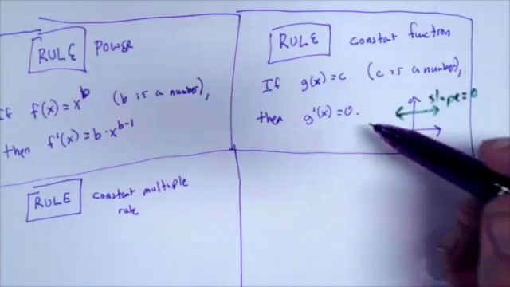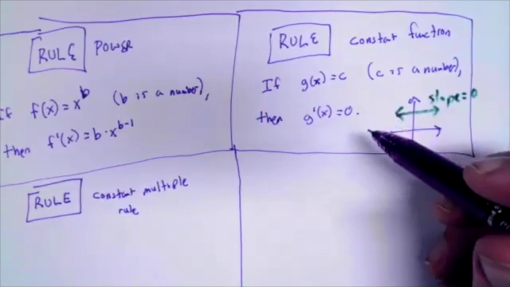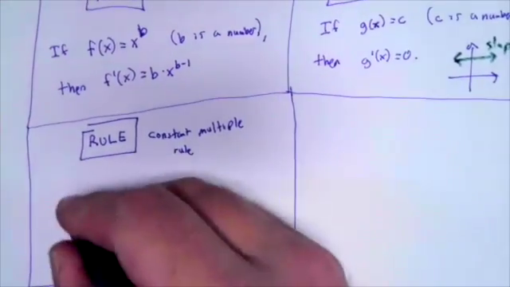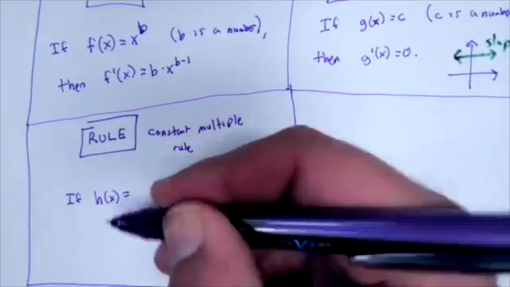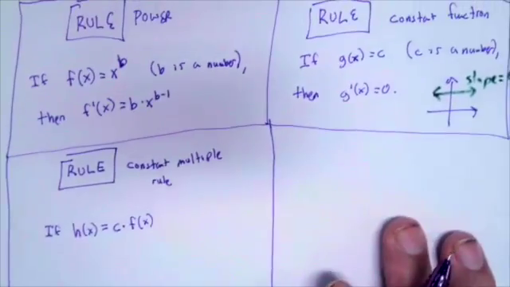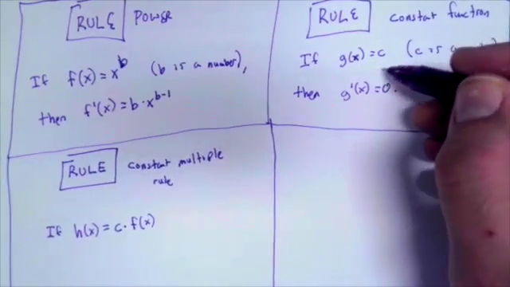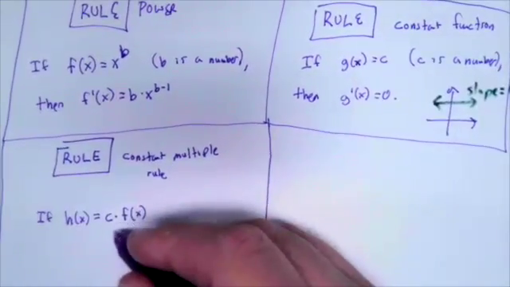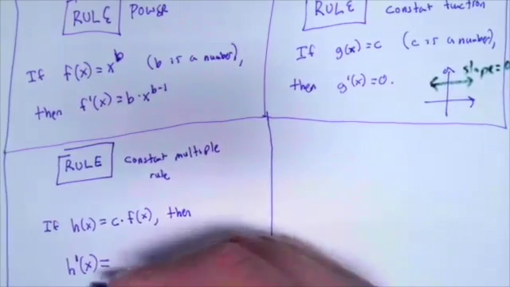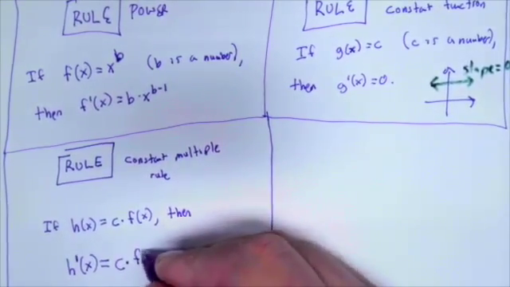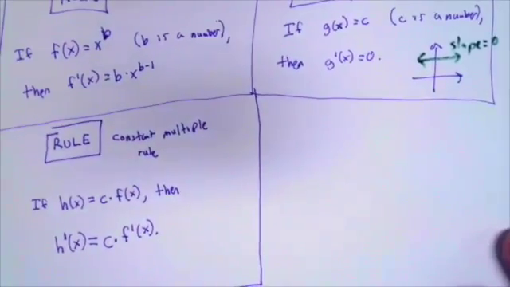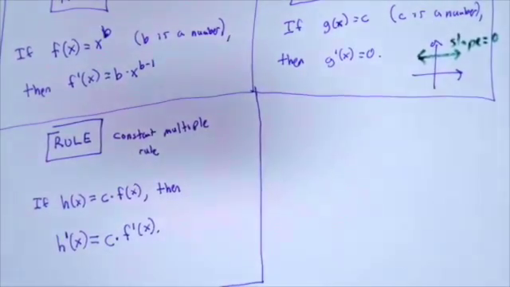It's literally just a constant value. The constant multiple rule is I might have some function that is equal to a constant times another function. Do y'all see the difference? One of them is just a single number. The other one is a number times something else. In that case, what you do is you leave the constant alone and you just take the derivative of whatever the function that you're multiplying by is. And we'll do some examples to try to clarify this.